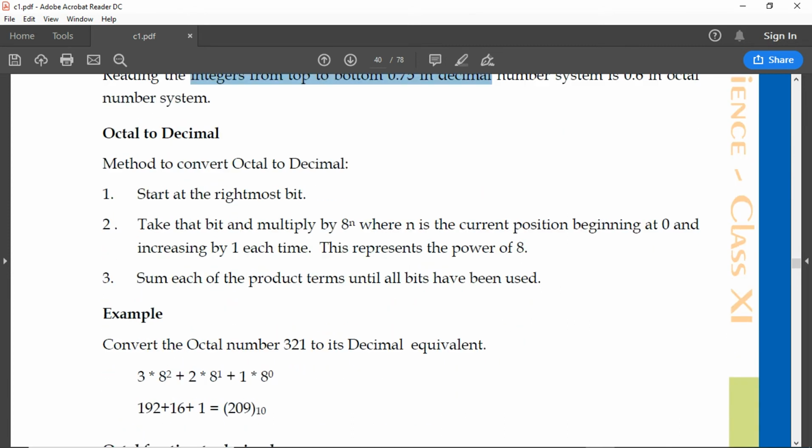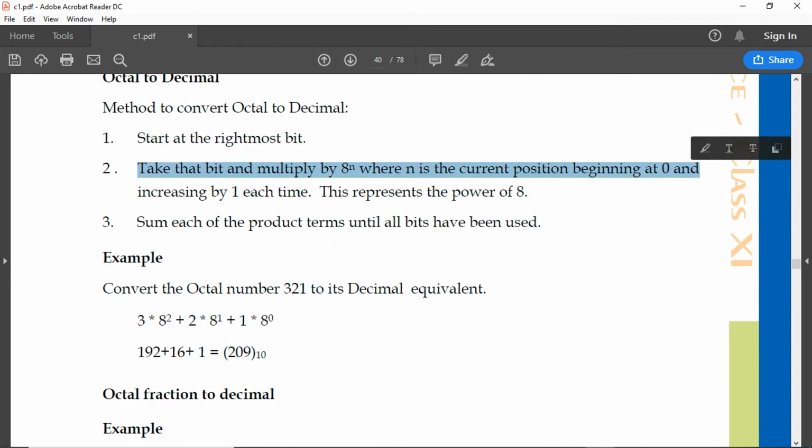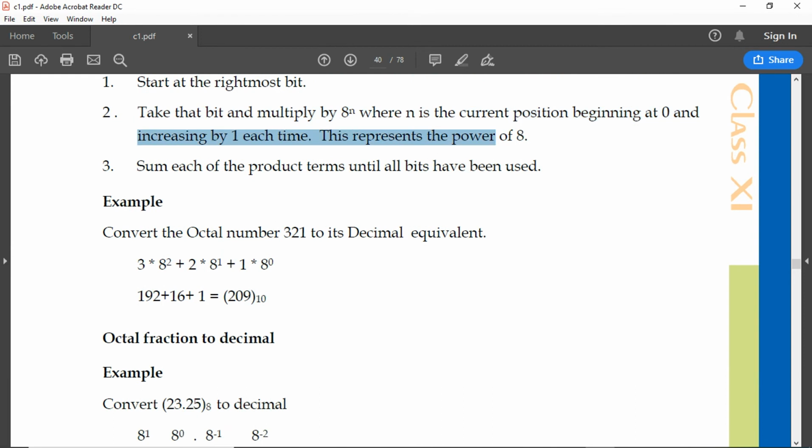Octal to decimal. Method to convert octal to decimal. 1. Start at the rightmost digit. 2. Take that digit and multiply by 8^n where n is the current position beginning at 0 and increasing by 1 each time. This represents the power of 8. 3. Sum each of the product terms until all digits have been used.